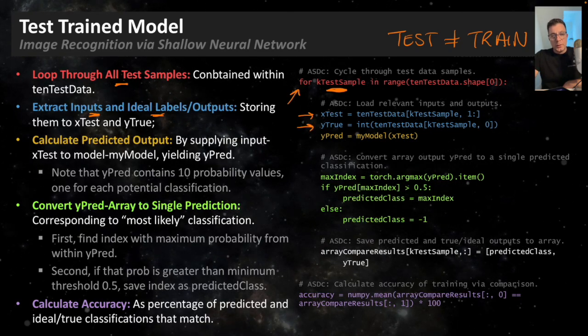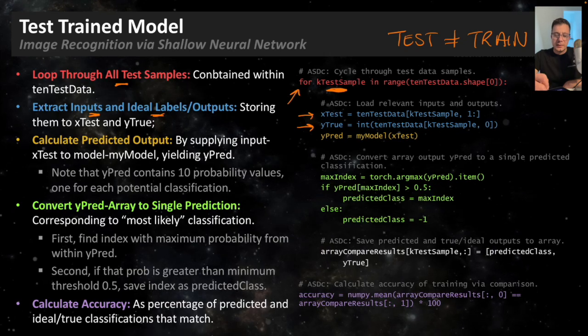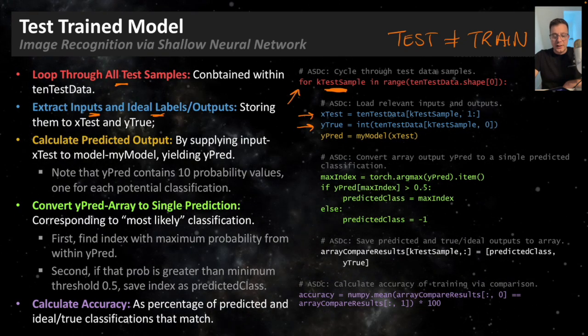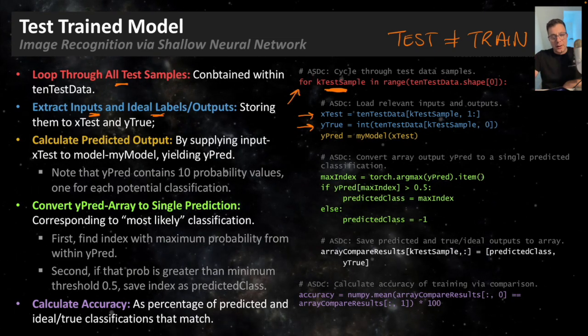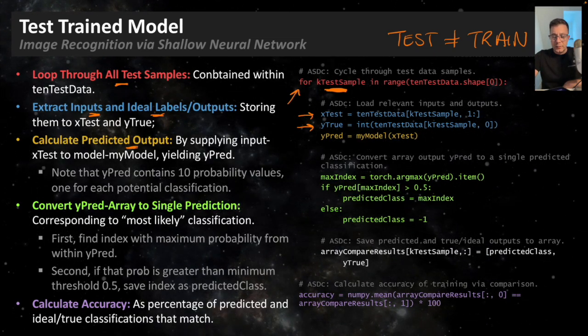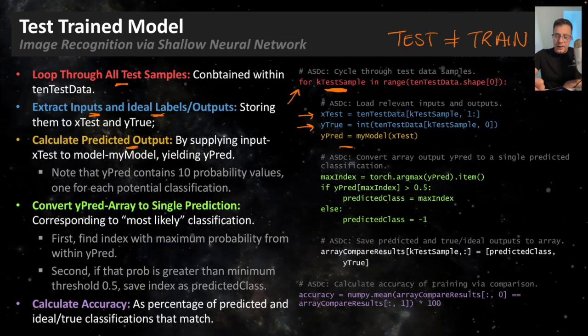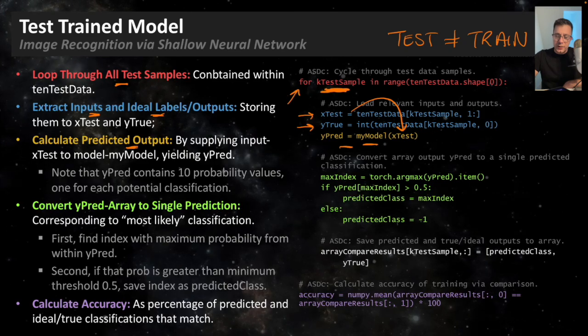Y true will store a single numerical value, which represents the ideal classification or ideal label, again, associated with that sample. Once we have our ideal output, we need to use our trained model to generate hopefully a very good prediction of the classification output. We use the command over here. Again, we're going to call our model, supply to it the inputs associated with our current sample.